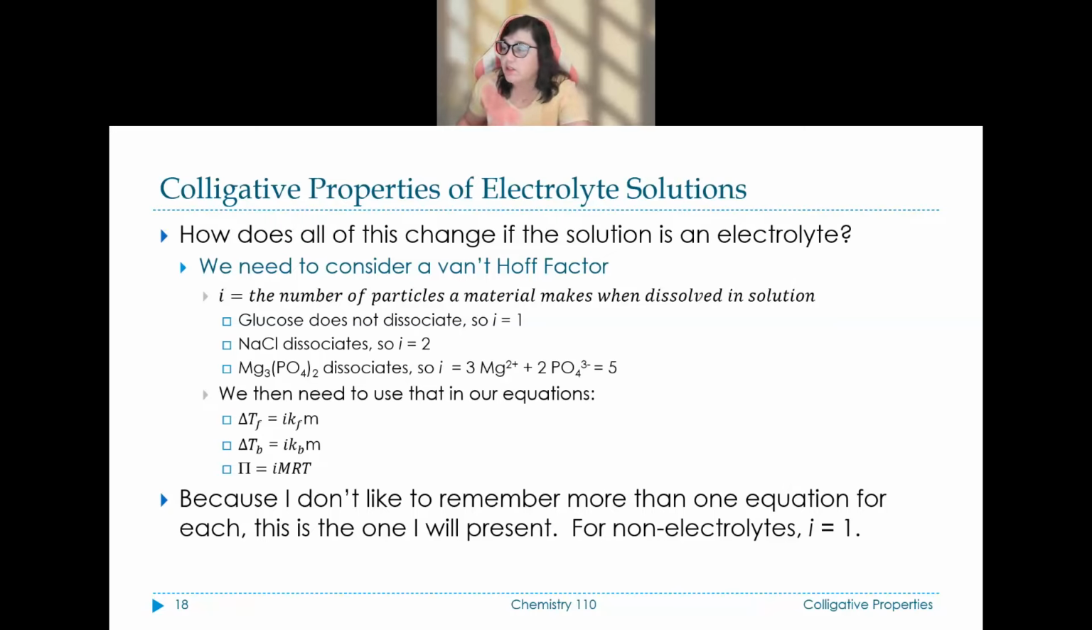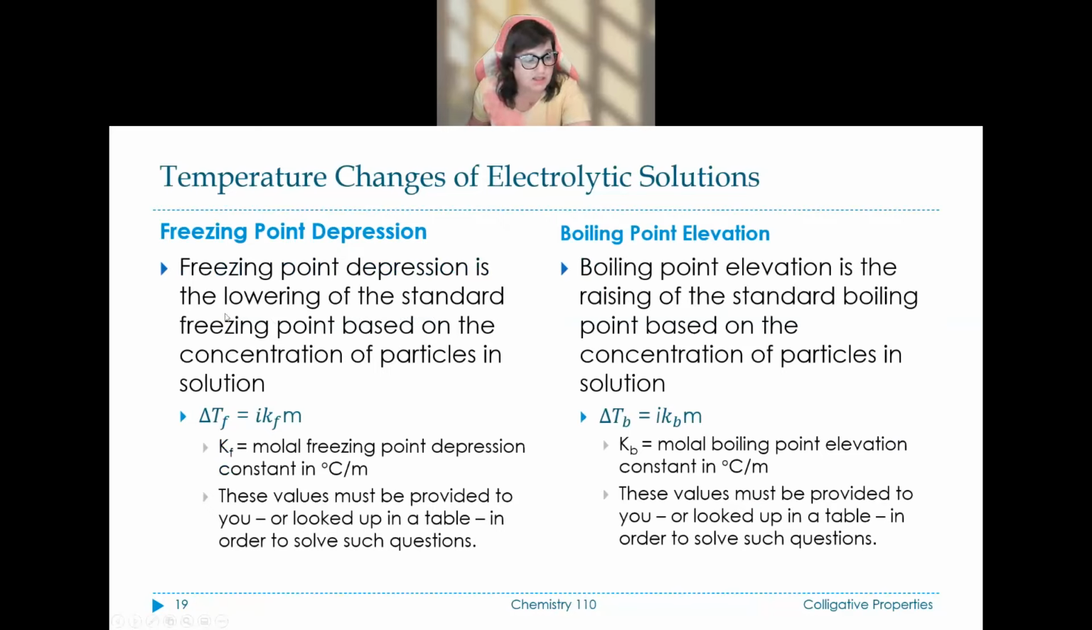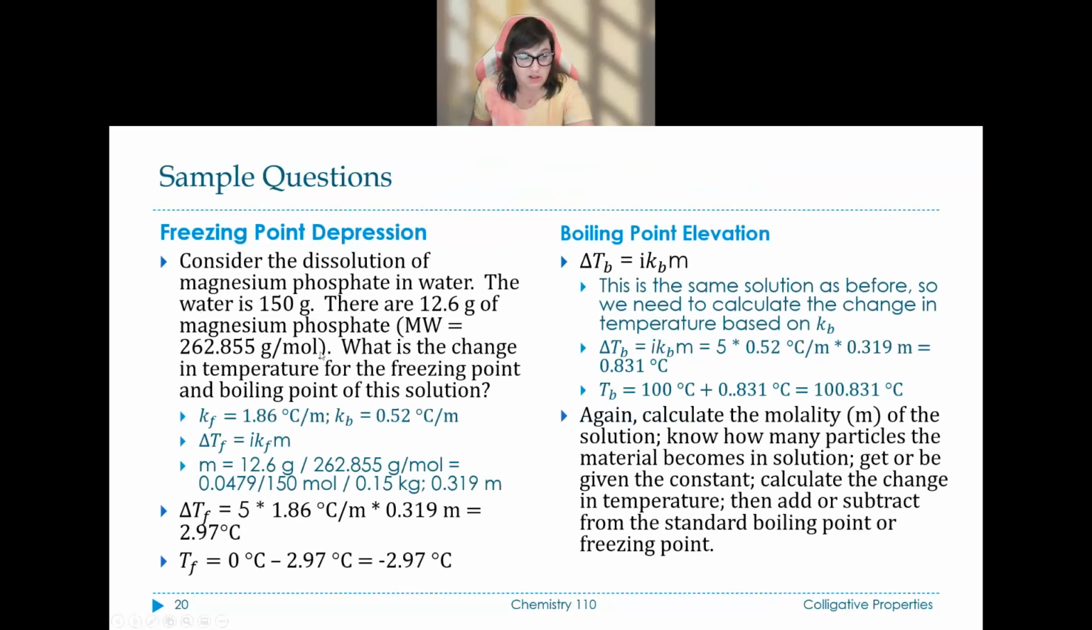All right. So let's talk about how this changes what we calculated before. We had this scenario before: freezing point depression, boiling point elevation. We have new equations, i Kf m and i Kb m. You may see this out on the internet as negative i Kf m, and that's to remind you that it's depression.